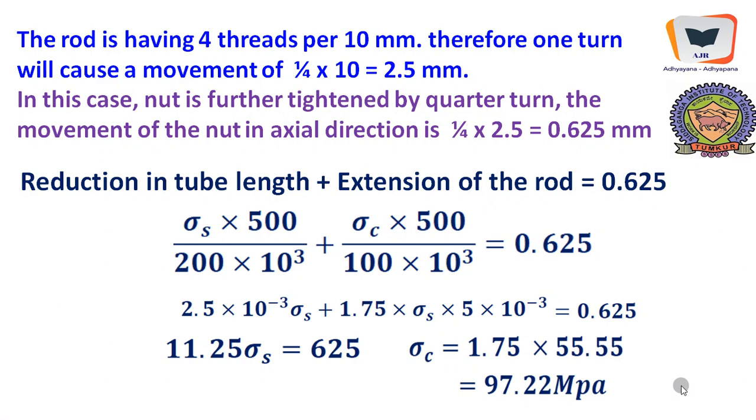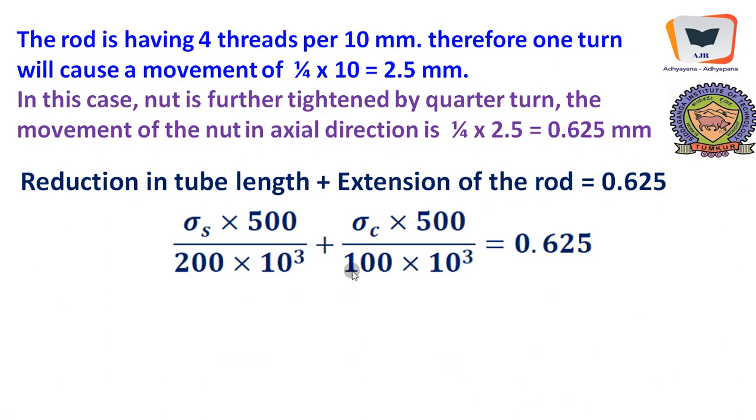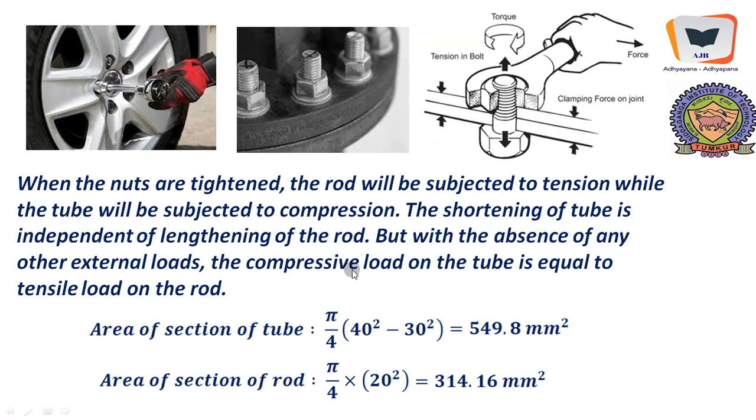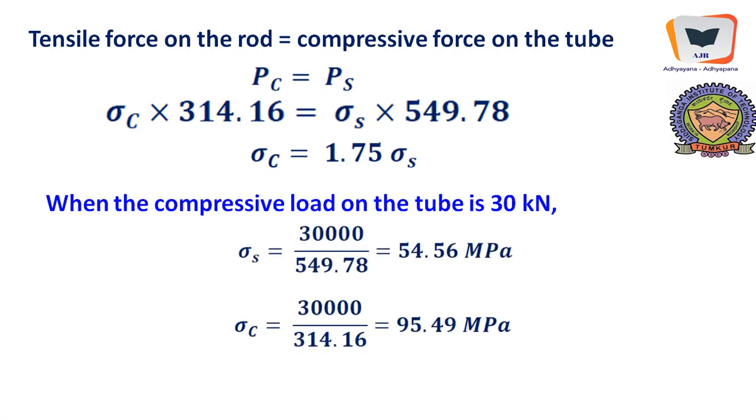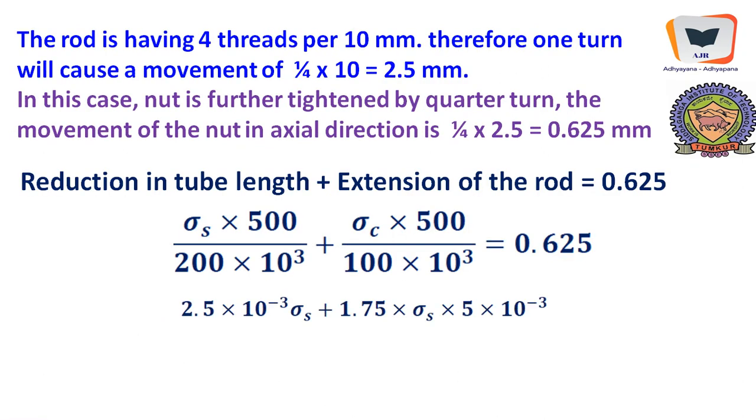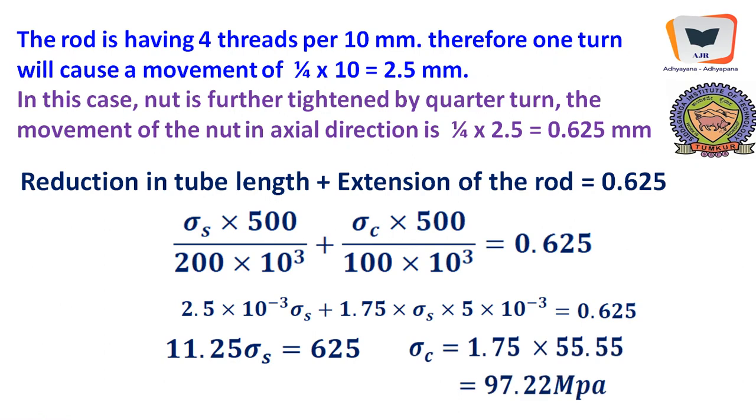So it suddenly rises from the earlier value. What is that? 54.56 was the earlier value. 95.49 was the stress in the copper tube. Now stress in the copper tube will become 97, a rise of around 4 MPa by just a quarter turn, and this is a rise by around 20 MPa due to a quarter turn. And you can notice there is a steep hike in the tensile stress that is generated in this steel rod.